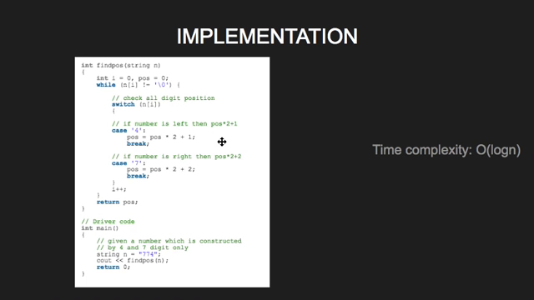Else, if the character is 7, then it is a right child, so we do position equal to position into 2 plus 2. We do this until there are no more digits left in the number. And finally, we return the value of position. The complexity of this method is order of log n.